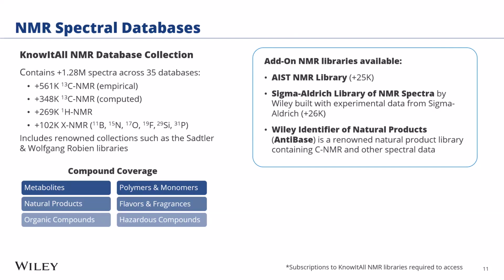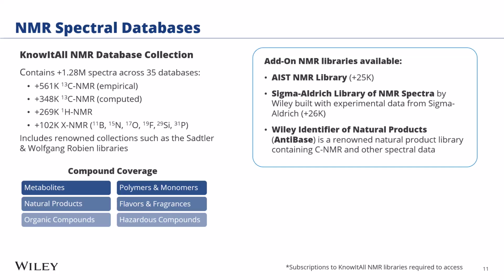And here are the sizes of our NMR spectral databases. So we offer about 1.3 million spectra across many databases, and this is over 500,000 empirical spectra for CNMR, and then another 300,000 for computed CNMR spectra. There's over 200,000 HNMR spectra, and then over 100,000 NMR spectra for XNMR. And our nuclei that we offer are boron, nitrogen, oxygen, fluorine, silicon, and phosphorus.